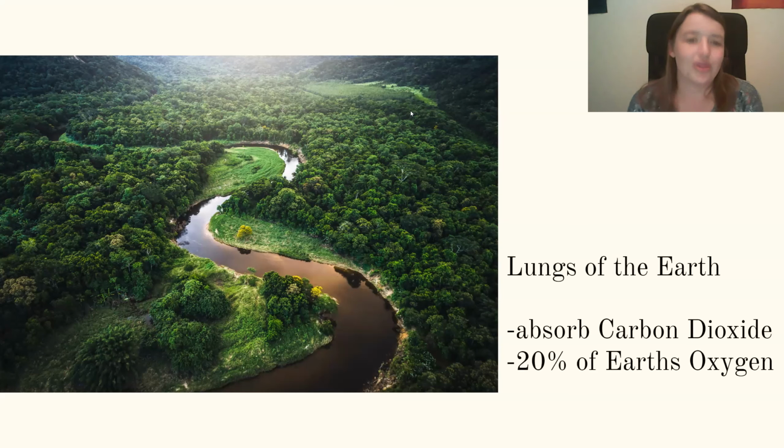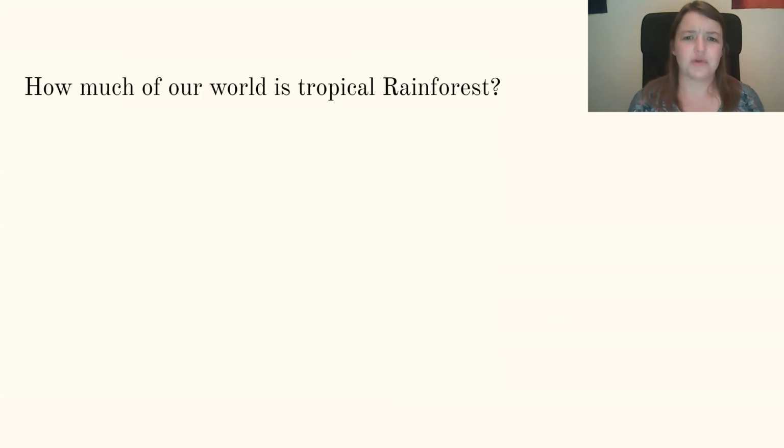It is often called the lungs of the earth. That means that it helps with our breathing. It absorbs carbon dioxide, and 20% of the Earth's oxygen is said to come from our rainforests, a real special place. But where are our tropical rainforests, and how much of our world is actually this ecosystem?